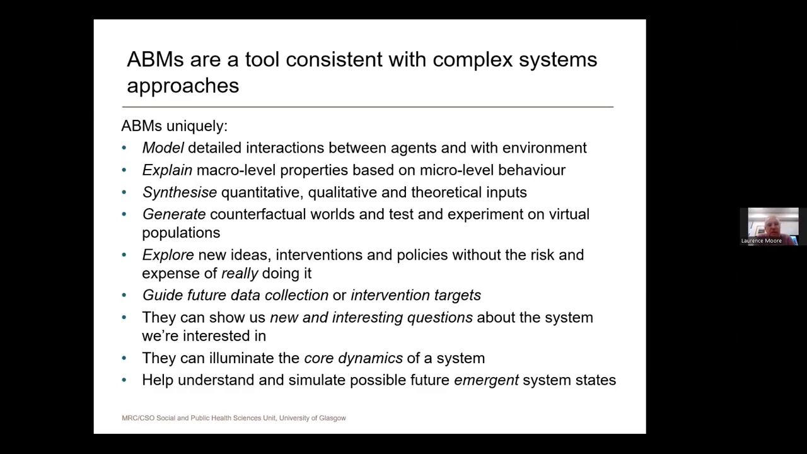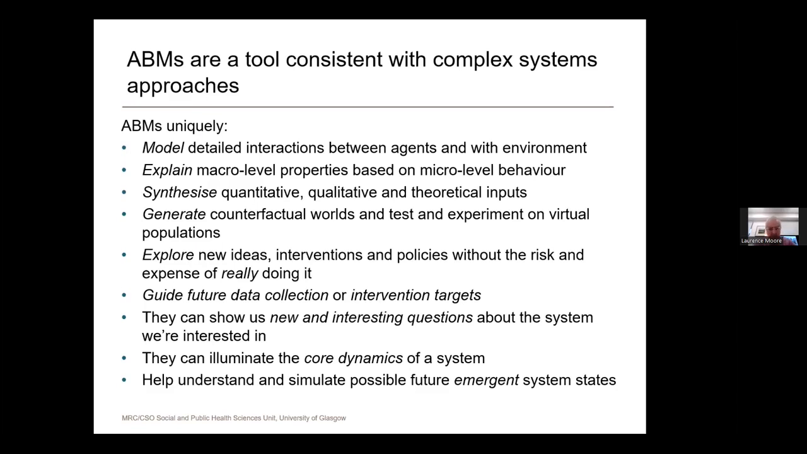So this really helps us answer quite interesting and very complex questions, which we can't do with traditional methods of just using observational data or experimental methods. We can ask new and interesting questions about the system. We can understand exactly how the system works and how it might work differently when contexts change or some of these decision rules change. And it really helps us understand and simulate possible future emergent system states. So it enables us to see how the system might change as a result of the cumulative change of behavior of individuals in the system.